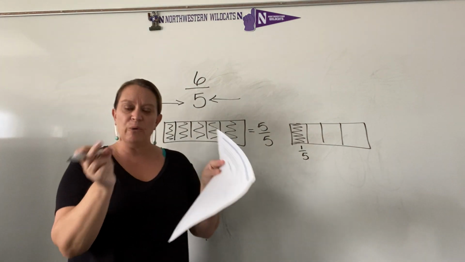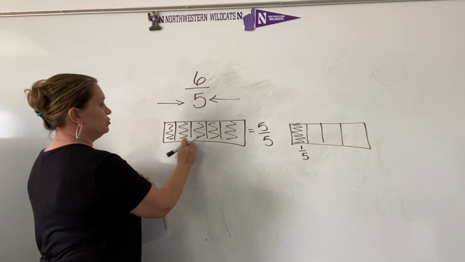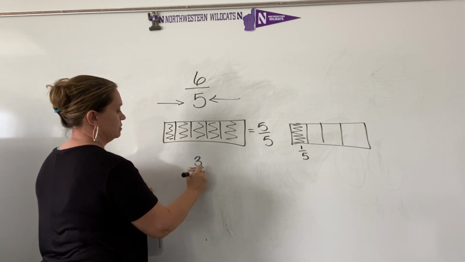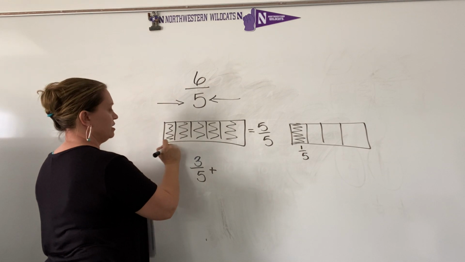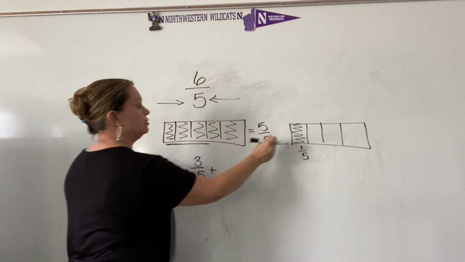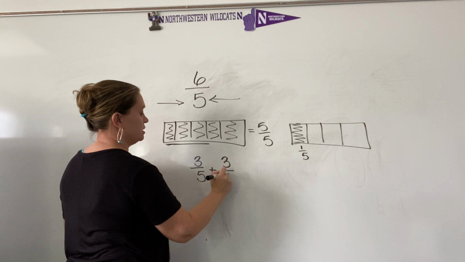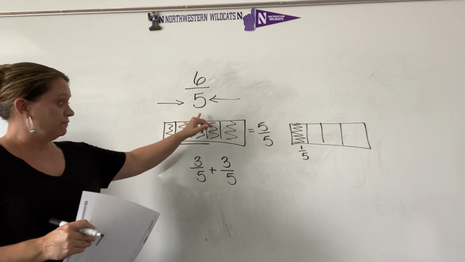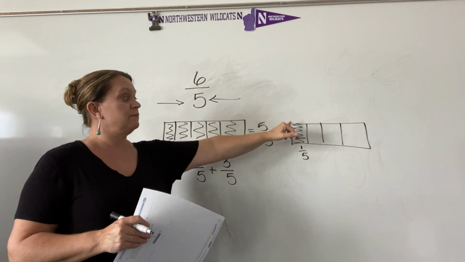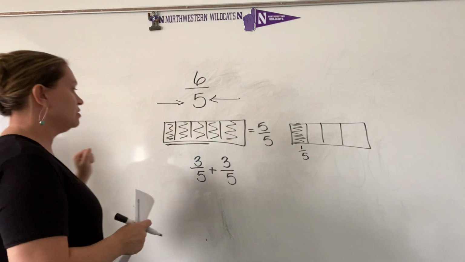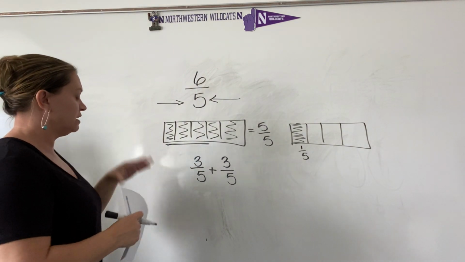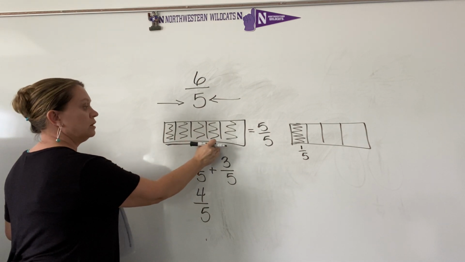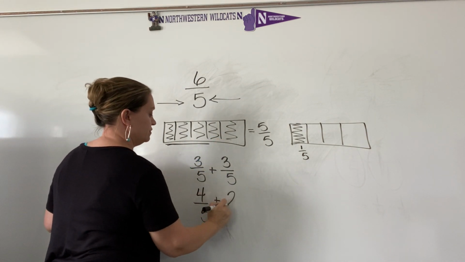So if I want to break that down, I could go 1, 2, 3 fifths plus, so if I did these 3 right here, I've got 3/5 plus 3/5. Again, you could go 1/5 plus 1/5 plus 1/5 plus 1/5 plus 1/5 plus 1/5, 6 times. I could also look at this and say 4/5 plus 2/5.